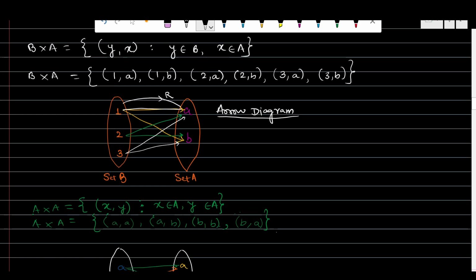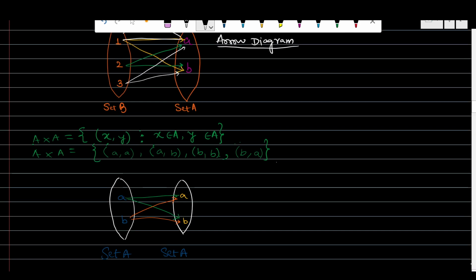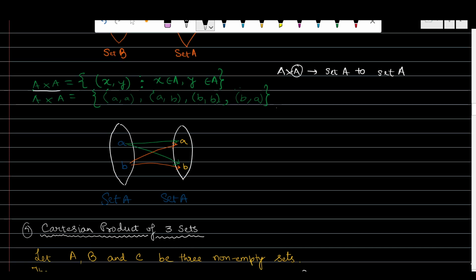Next, A cross A. Now, how to solve this A cross A? A cross A means set A to set A, which means in place of B we have set A only. Set A basically contains two elements. So A goes to A, A goes to B: (A, A), (A, B), then B goes to A, (B, A), B goes to B, (B, B).